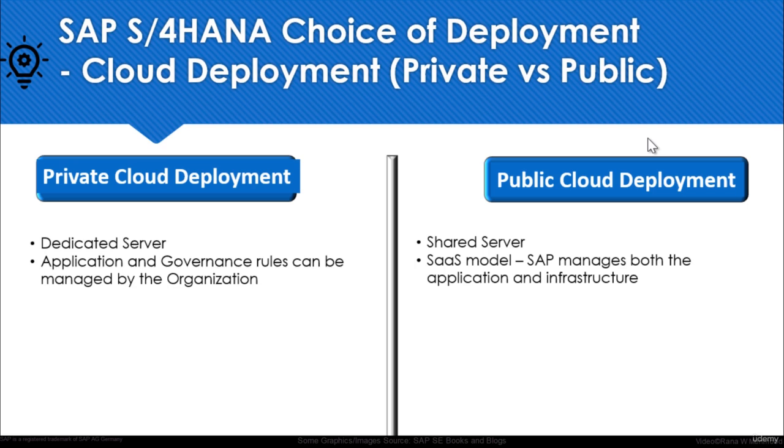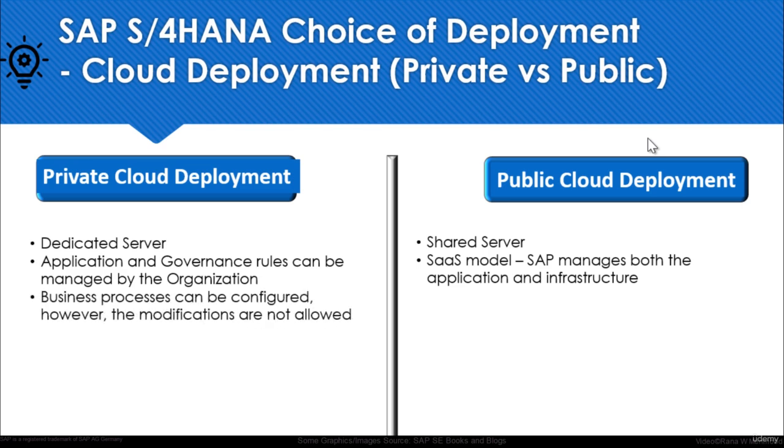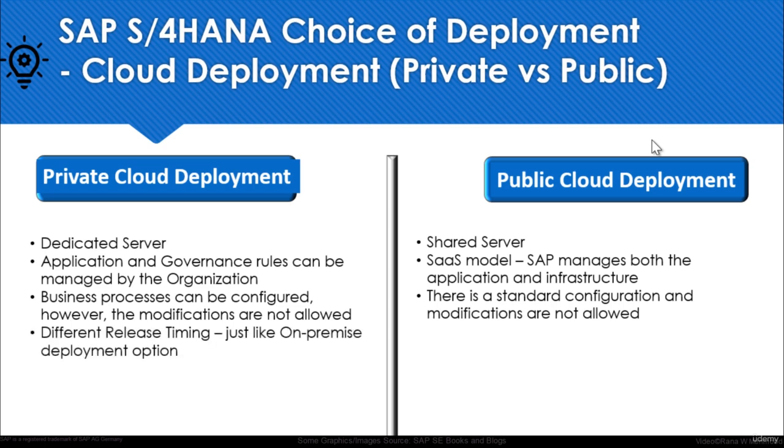SaaS is the abbreviation of software as a service, where SAP manages both the application and infrastructure. Business processes can be configured, however, the modifications are not allowed. And in public cloud deployment, there is a standard configuration and modifications are also not allowed. In private cloud deployment, there is a different release timing for new versions of SAP, just like the on-premise deployment option, which we have just discussed.